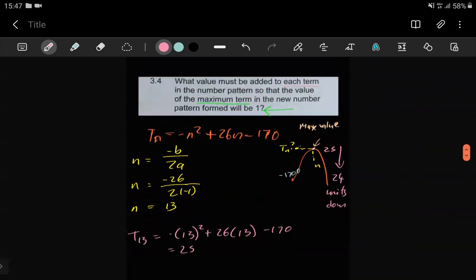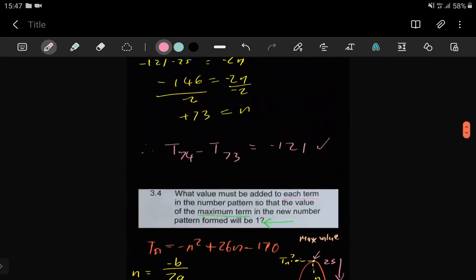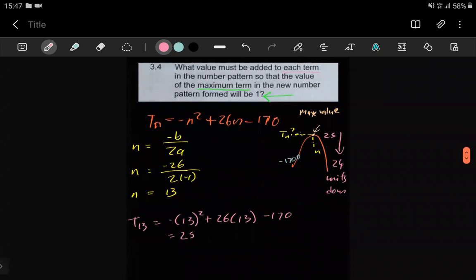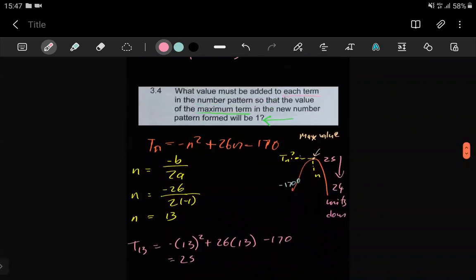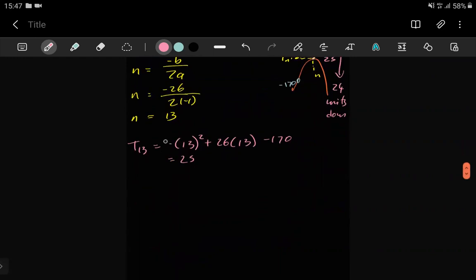And then, yeah, that's going to be quite interesting. Or is it? So do we just say 170 minus 25? Yeah, technically. Yeah, definitely. That's literally all. Actually, the only thing I'm thinking now is if we have a new general term, then how does this answer the question? What value must be added to each term in the number pattern so that the value of the maximum term in the number pattern formed will be a positive 1. But let's see what the new general term is.